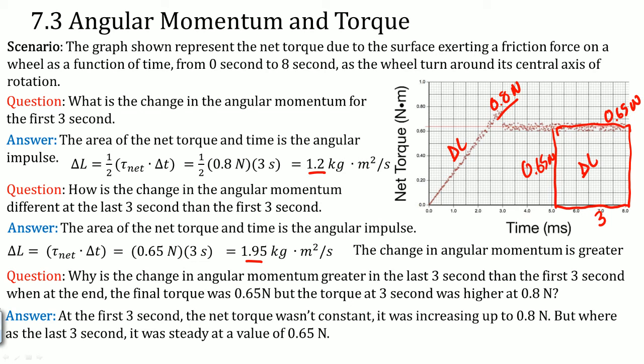The reason why is because the net torque in the end was constant. It was a constant 0.65. But here, the 0.8 wasn't constant. It was increasing up to 0.8 newtons, whereas the last 3 seconds was a constant value of 0.65. That is the reason why the angular impulse for the last 3 seconds is greater than the impulse for the first 3 seconds, even though the torque's value for the last 3 seconds is lower.